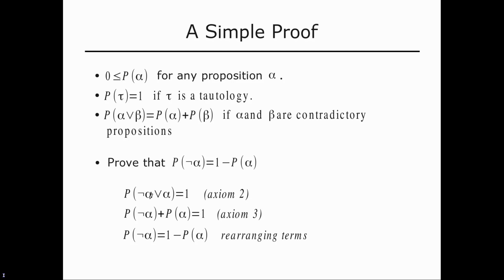So not alpha and alpha are contradictory propositions. They can't both be true. So that means that the probability of not alpha or alpha equals the probability of not alpha plus the probability of alpha. And then I can just rearrange these terms. I can subtract the probability of alpha from both sides, and I've finished my proof. I've shown that this identity is true.